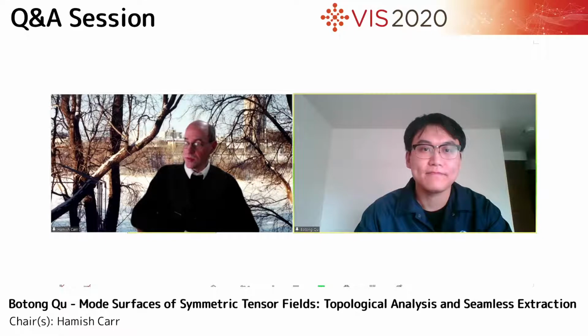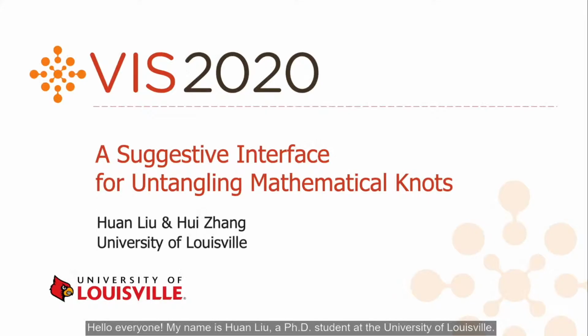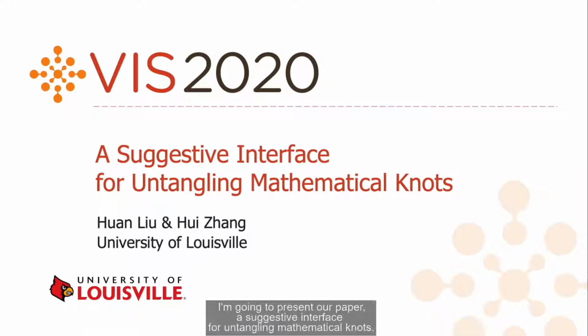The next talk will be delivered by Huan Liu, and it's entitled A Suggestive Interface for Untangling Mathematical Knots. Hello everyone, my name is Huan Liu, a PhD student at the University of Louisville. I'm going to present our paper, A Suggestive Interface for Untangling Mathematical Knots.